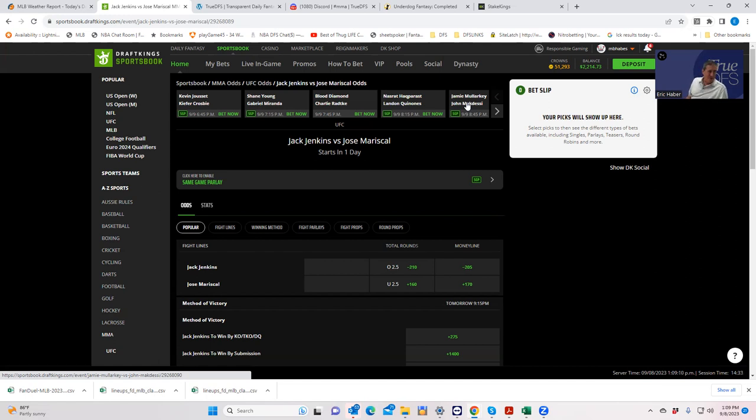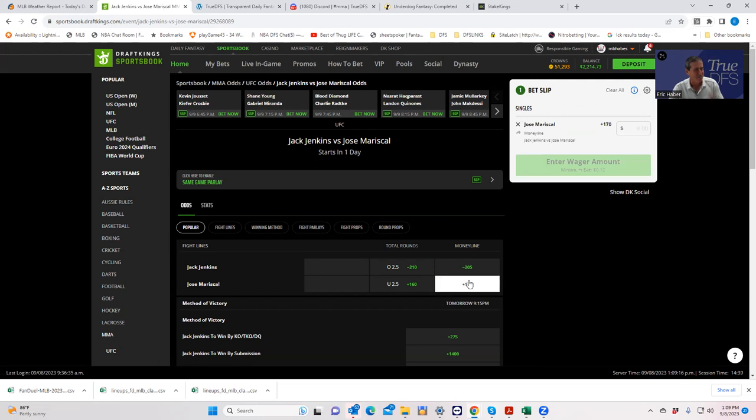I don't quite get it. And this is probably the sucker bet, but I'm going to play Mariscal. I'm probably an idiot for saying this, but it just looks too easy. So Mariscal for 180. I probably should just play him inside the distance, if you want to know the truth, because I don't see a way that he wins by decision. You know, this is going to be a high octane performance by him if he's going to win. But then again, he didn't finish Trevor Peak either.